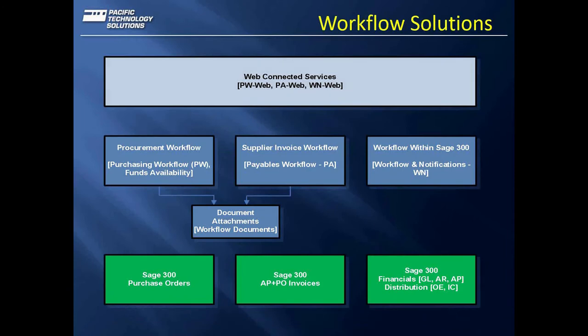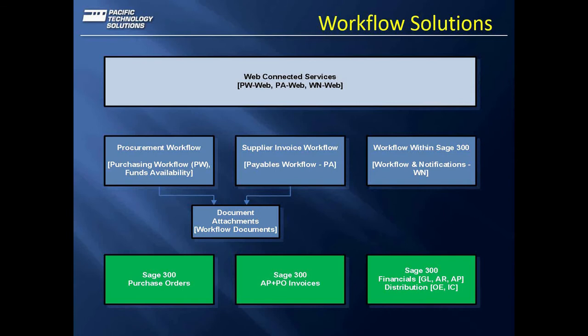Okay, so this diagram shows the three workflow modules. You can see in the three blue boxes, we've got purchasing workflow first of all, then in the middle is payables workflow that we'll be looking at today, and then on the right hand side, workflow notifications. And below those, there's a blue box, document attachments. So this is the workflow documents module. With the purchasing workflow, you can attach your quotes from your suppliers, whether it's PDF or Word or Excel or even most other formats. But with payables workflow, the workflow documents lets you attach your invoice image to your transaction within Sage.